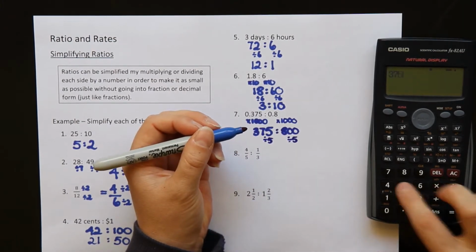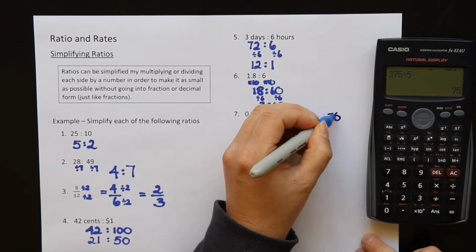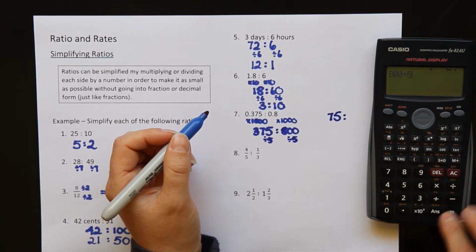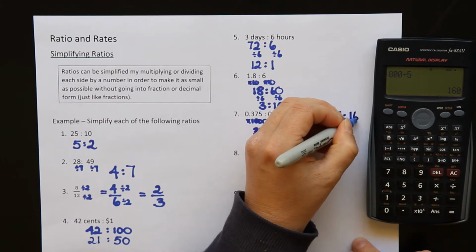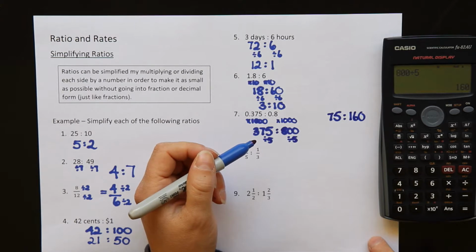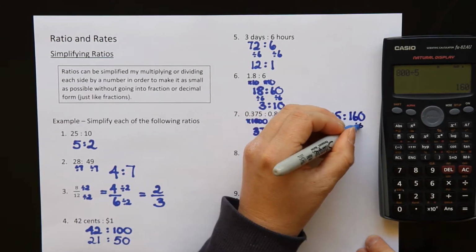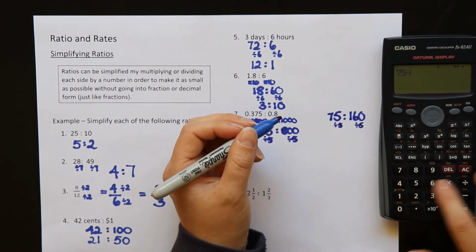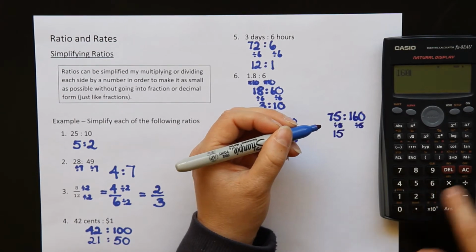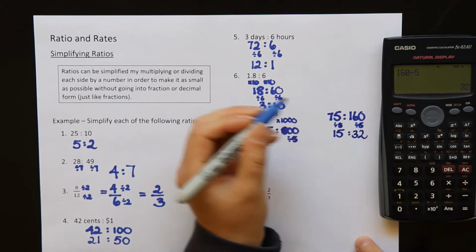Alright, so 375 divided by 5 is going to give me, I'm going to write it over here, 75, and let's do the other number, 800 divided by 5, 160. Now that can actually get more simplified. We could divide by 5 again. So 75 divided by 5 goes 15 times. 160 divided by 5 goes 32 times.